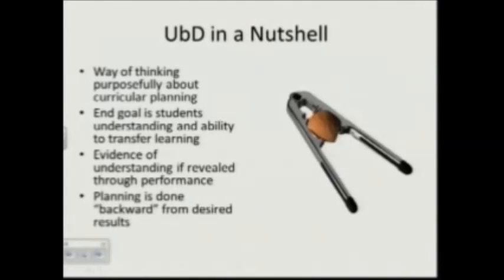So in a nutshell, this is not only about the final product, which would be a coherent plan of instruction or a unit plan, but it's about the process that you go through while planning backwards. It's looking carefully at your curriculum, the documents in front of you, your standards. It's determining the end goal for students, which is to help them understand at a deeper level, to be able to apply the learning into new situations.